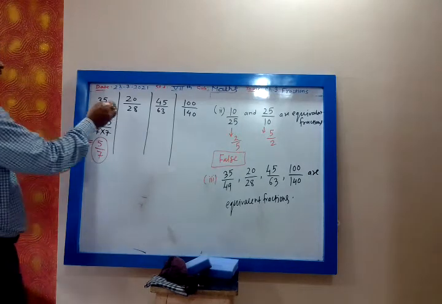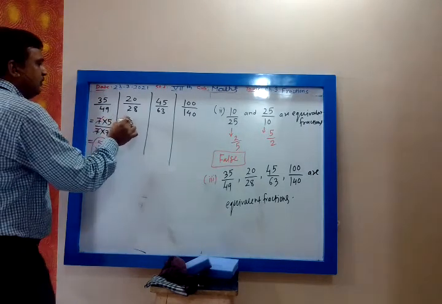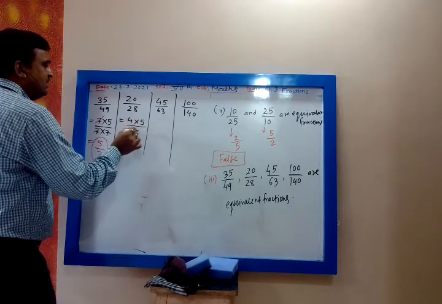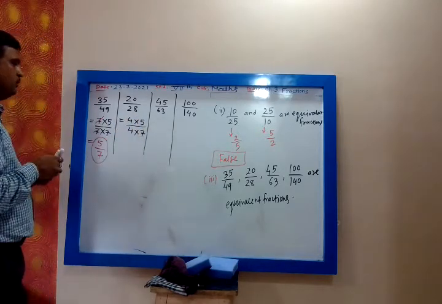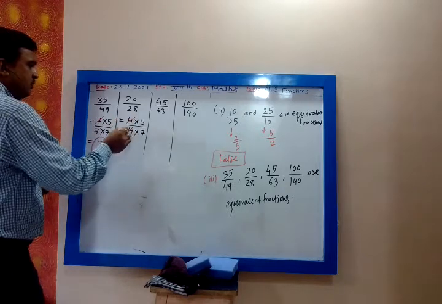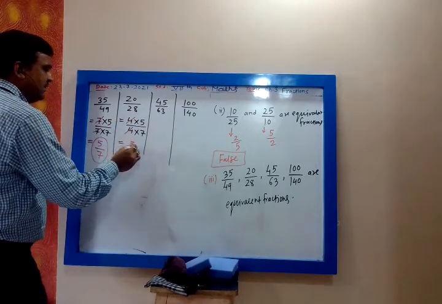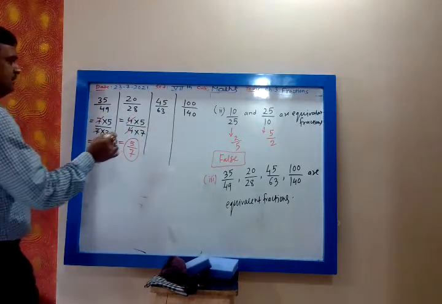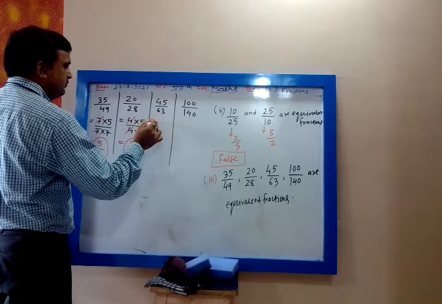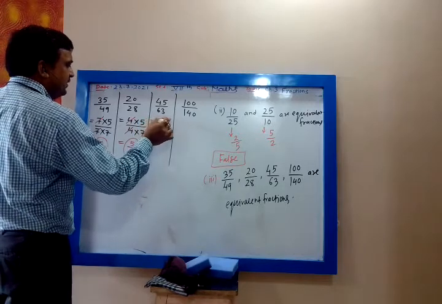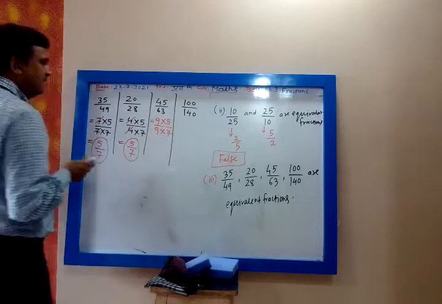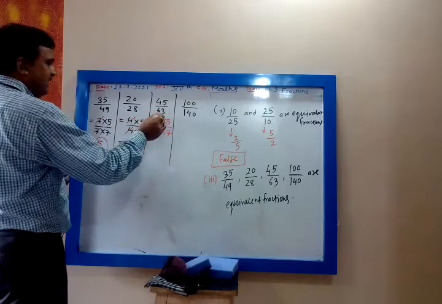Find the lowest term of 20 upon 28. 20 I can write as 4 fives are 20, and 28 as 4 sevens are 28. Then 4 gets cancelled. What is left is 5 upon 7, the lowest term of this. Now 45 upon 63. 45 I can write as 9 fives are 45, and 63 as 9 sevens are 63. Then 9 gets cancelled.